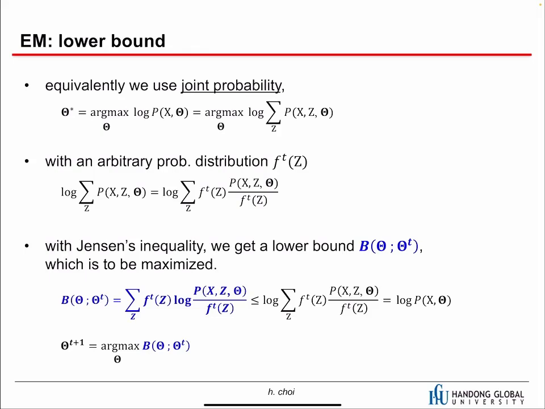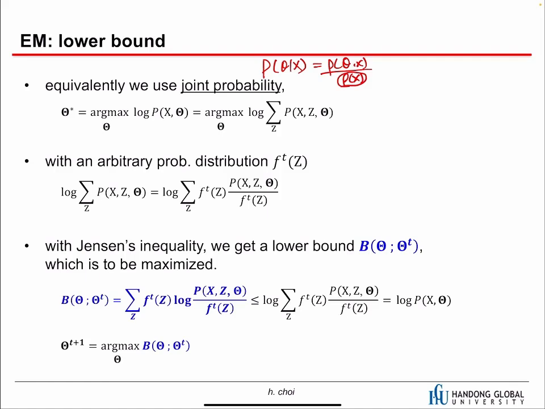So we're going to talk about the equations in detail. EM algorithms start from a lower bound. Equivalently, we're going to use a joint probability. Before, we talked about the posterior probability, which is theta given x. But this one is actually theta, x, p of x. This one has nothing to do with different parameters.